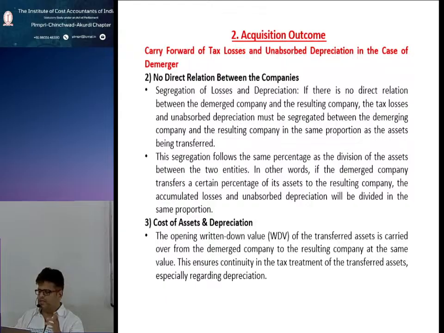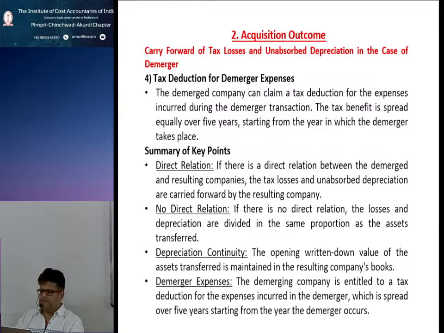Cost of assets and depreciation: the opening written down value of the transferred asset is carried over from the demerged company to the resulting company at the same value. This ensures continuity in the tax treatment of the transferred assets, especially regarding depreciation. Then comes the tax deduction for demerger expenses. The demerged company can claim a deduction for the expenses incurred during the demerger transaction. The tax benefit is spread equally over 5 years starting from the year in which the demerger takes place.